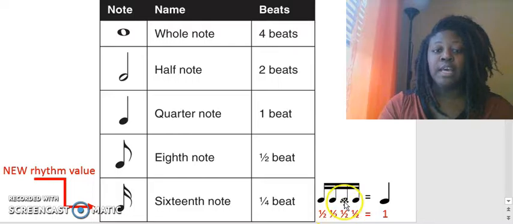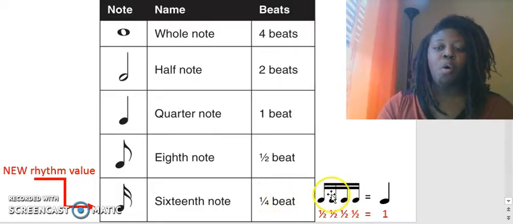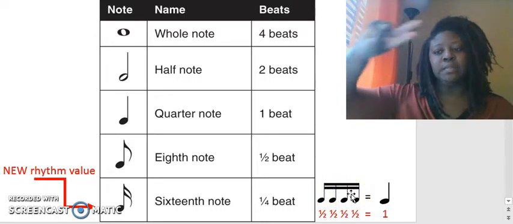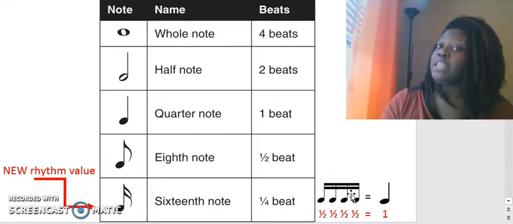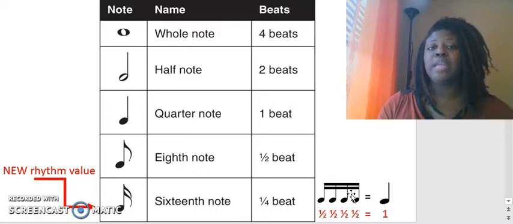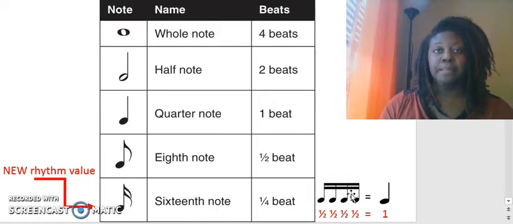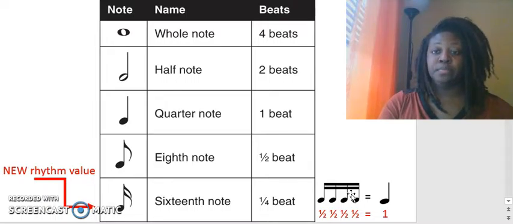Memorize how that looks. Because we have two flags coming down from the top, when you have 4 of them connected together, there are 2 beams across the top. That will tell you the difference between an 8th note and a 16th note. 8th notes have 1 beam across the top. 16th notes have 2 beams across the top. 4 16th notes equal a quarter note.